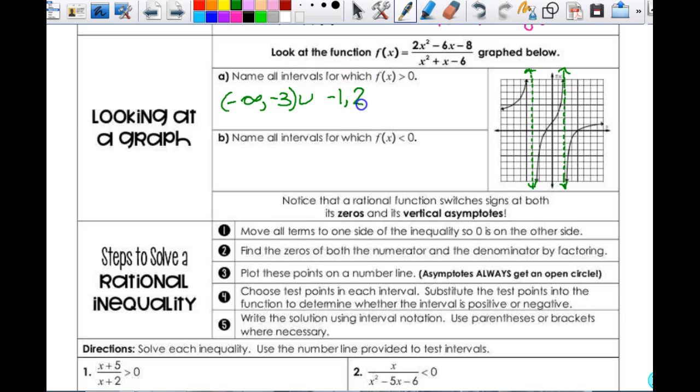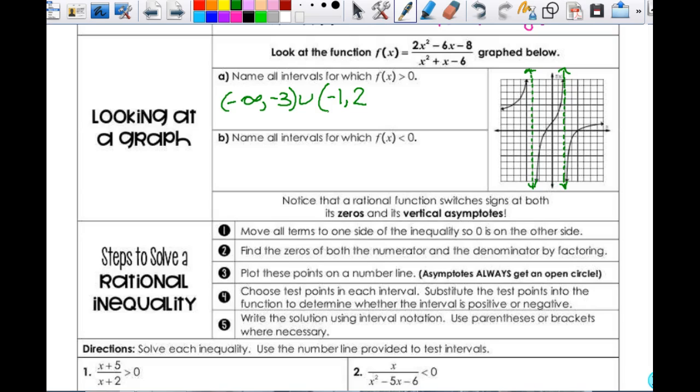2, okay? Do I include the negative 1? What is happening at negative 1? What is the function value there? 0, okay? So if the function value is 0, we're not including that because that's not greater than 0, right? 0 is not greater than 0, and that's what we want. So it's not positive or negative, and so I do not include it. Does that make sense to you? Because I don't want greater than or equal to, I just want greater than.